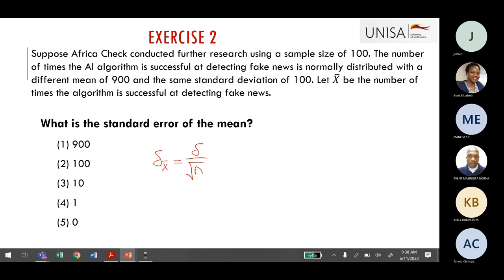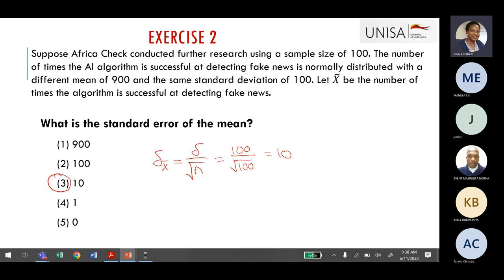The answer is 10. That is option three. Okay, how did you calculate that? I took the standard deviation, which is 100, and divided by the square root of the sample size, which is also 100, and then I got a 10. And which is option number three.